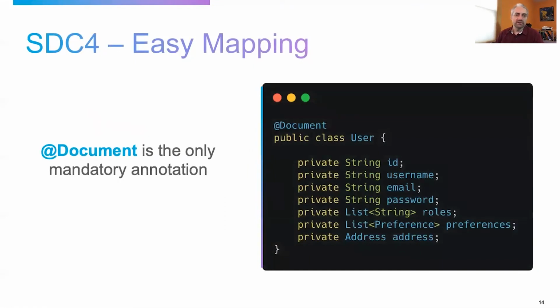So the mapping is easier than it used to be, right? @Document is the only mandatory annotation. There are other annotations, but they aren't necessary. They're for different options, and we'll talk about a few of them next.